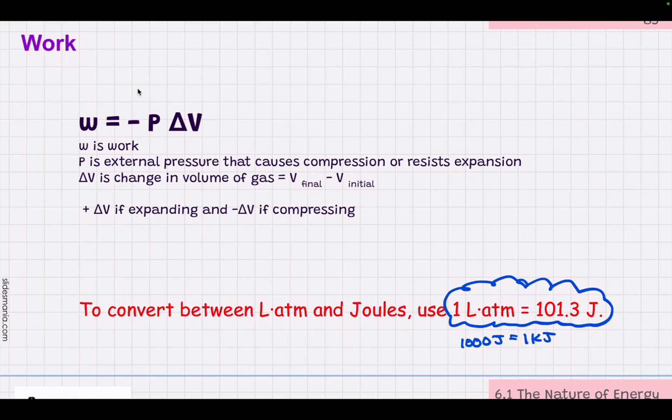And then there's this conversion, because when you use that equation, you're going to end up with a weird unit of liter-atmospheres. You can use this conversion to convert to joules, and then we know there are 1,000 joules in a kilojoule to go to kilojoules.